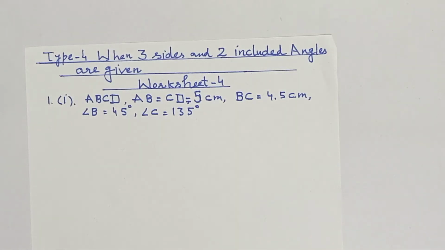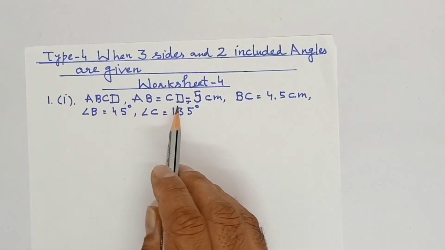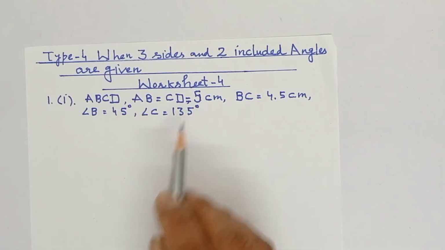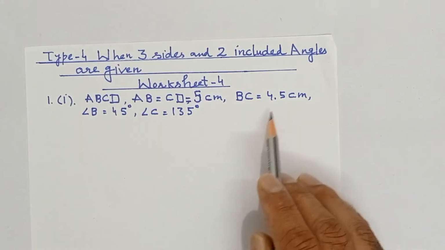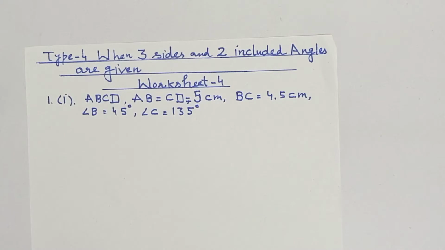Hello everyone. In today's video, I am going to do type 4 constructions where 3 sides and 2 included angles are given. In previous videos, we have completed up to worksheet number 3. Here we need to construct ABCD as a quadrilateral when AB and CD, two sides, are equal, each 5 cm, BC is 4.5 cm, and angle B and angle C are given.